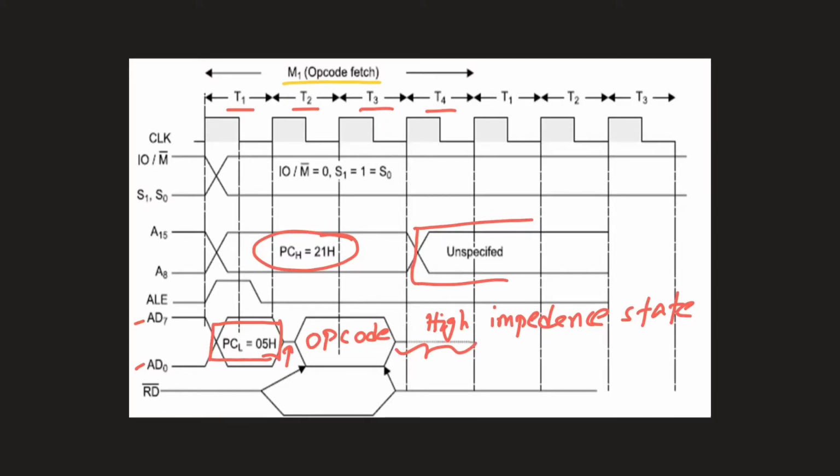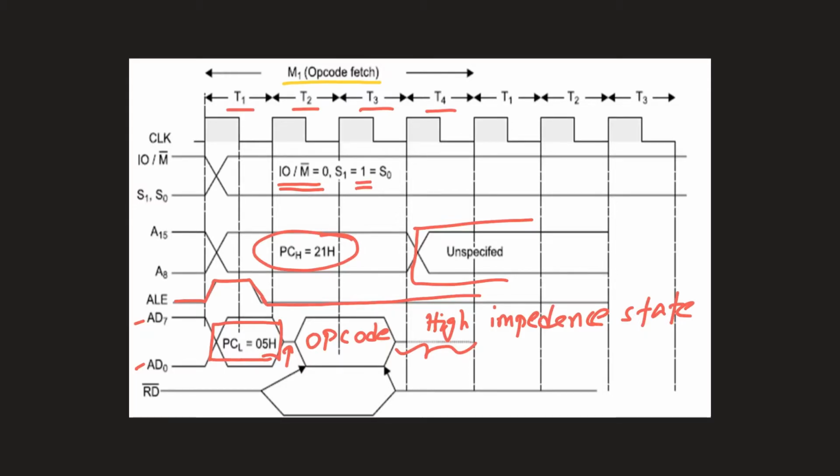Now, as AD0 to AD7 are multiplexed, we have an ALE pin which will latch the address. As AD0 to AD7 contain addresses during T1, ALE should be high during T1, and for the rest of the time it should be low. As the instructions are fetched from memory, the content of IOM bar should be 0, meaning that it is for memory. And as it is an opcode fetch cycle, S1 and S0 both should be 1.